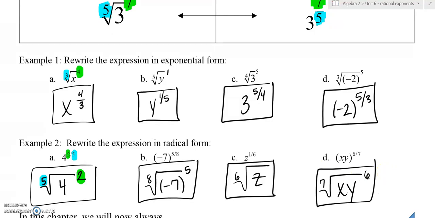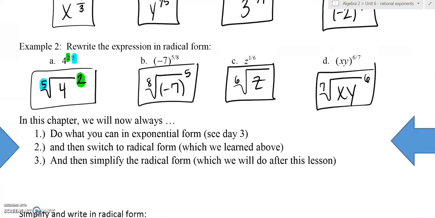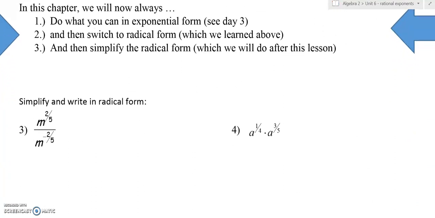If that was confusing, take a second, pause the video, maybe erase, try them again. Look at the forms up top. That'll definitely help you. Moving on.